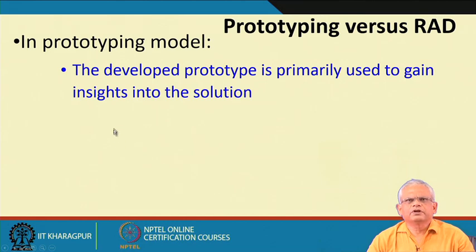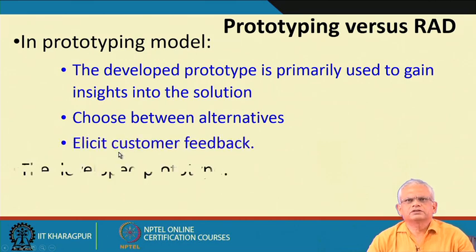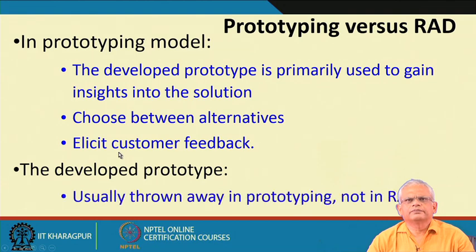In the prototyping model, which is a derivative of the waterfall model, the developed prototype is primarily used to gain customer feedback and also to get insight into the solution, that is, the technical issues and so on. Therefore, using the prototyping model, you can choose between different design alternatives and elicit customer feedback, and the developed prototype is usually thrown away, but not in the RAD model. In the RAD model, the prototype itself after enhancement and refinement becomes the final software.